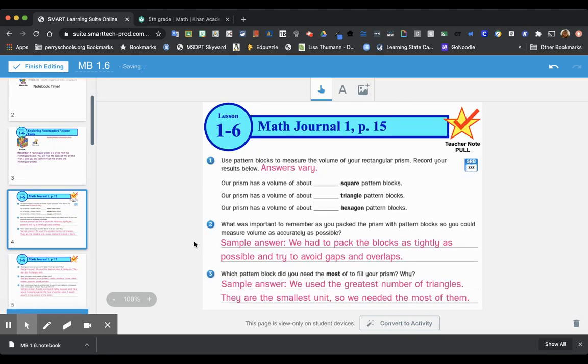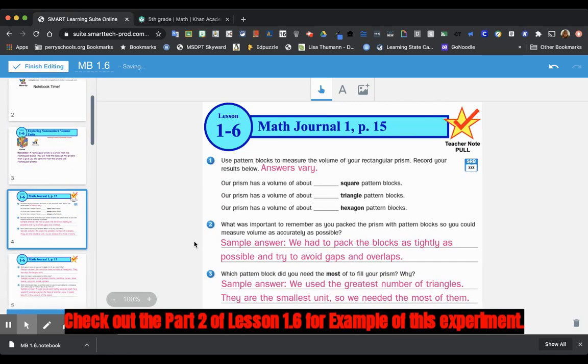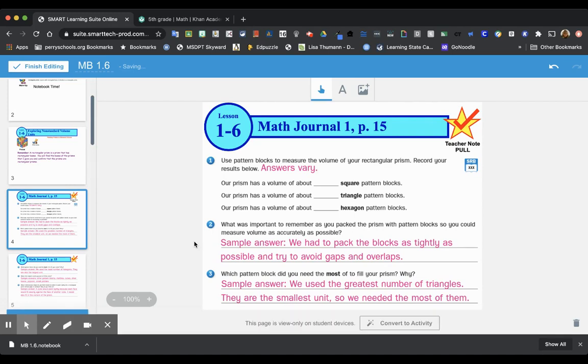Now, I said that they're going to be doing an experiment, and we do not have access to hand you the pattern blocks today. So I'm going to talk to you about this. The students are going to use pattern blocks to measure volume of a rectangular prism. They were going to use square pattern blocks, triangle pattern blocks, and hexagon pattern blocks. Through this experiment, we're going to talk about which one best helps us find the volume.